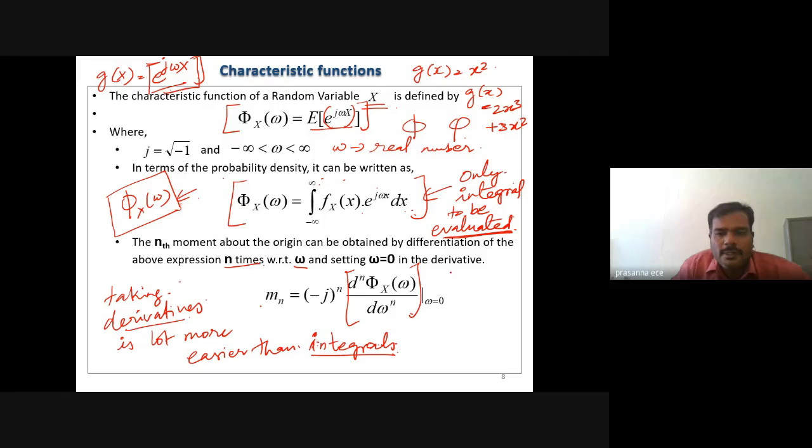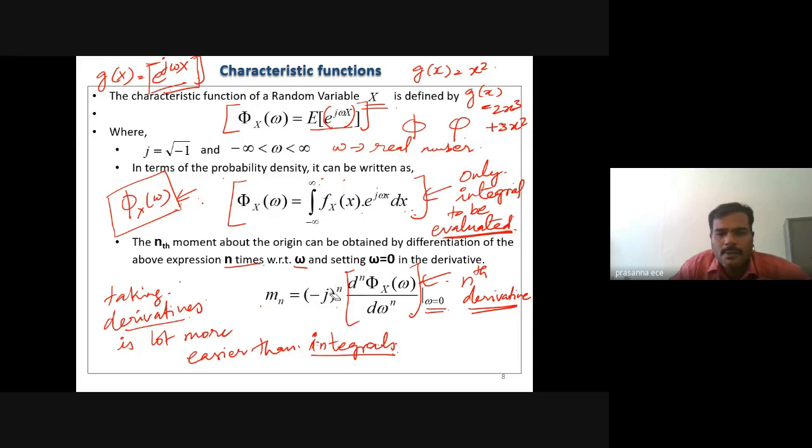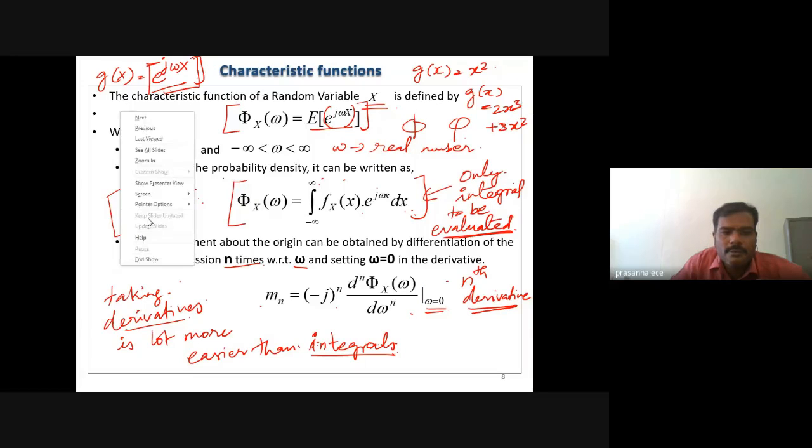So we go for this method of taking the derivative and substituting omega equal to 0 in that nth derivative. You also note that there is minus j power n in front of this. So mn is equal to minus j whole power n into d power n phi x of omega divided by d omega power n. This is the nth derivative. Is that clear? These two are very important formulas that you have to note down.